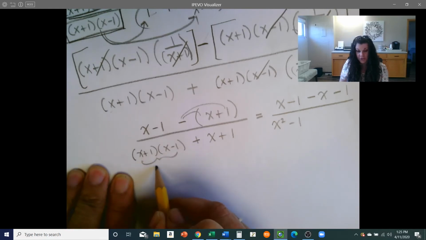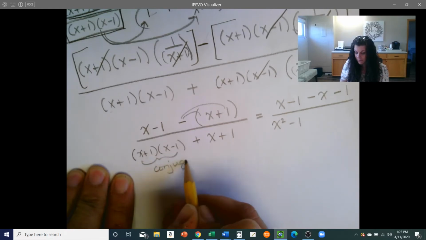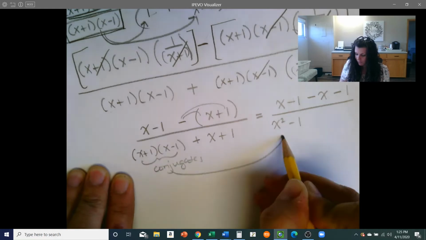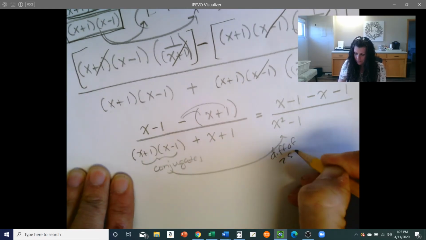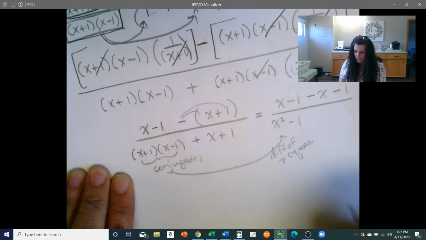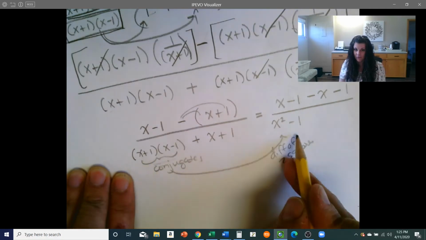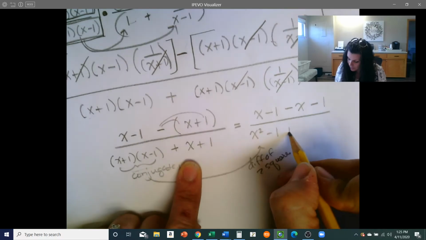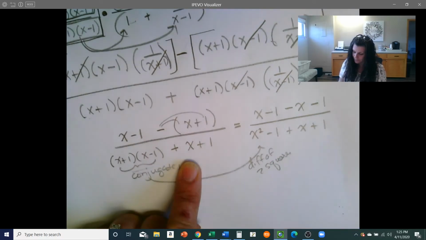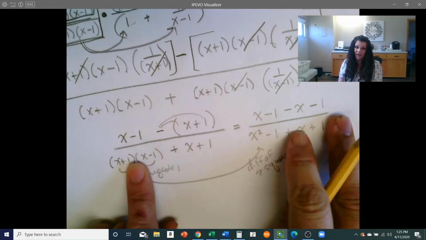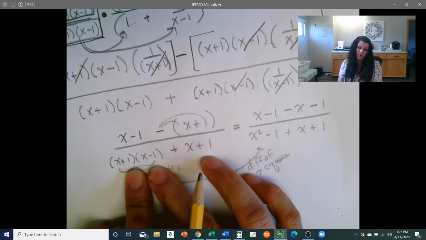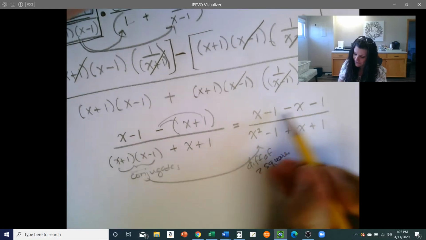Remember, these are conjugates. And when you multiply conjugates, you get the difference of two squares. Okay, if you FOIL that, you get this. And then plus x plus 1. So I did this now because I can't do any more canceling with that.